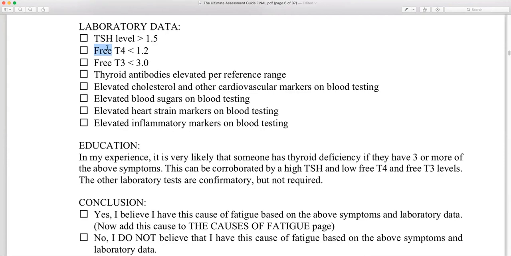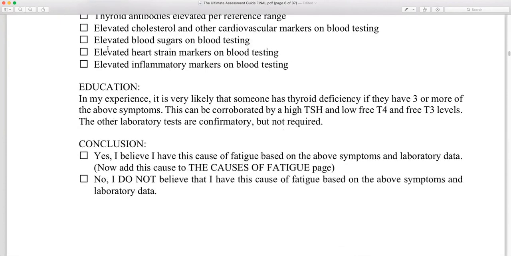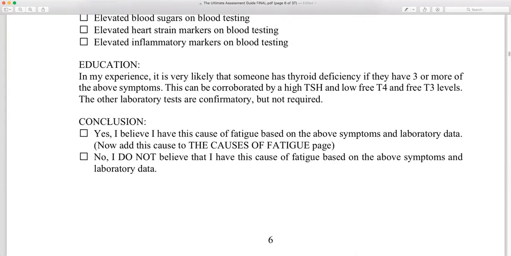If they don't, where let's say the TSH looks fine, but the free T4 and the free T3 are low, that indicates that the thyroid is in fact low, but there's something else going on where the brain is not communicating properly with the thyroid. So then here's the conclusion. Yes, I believe I have this cause. So you would mark that off, go back up to page 2 and mark off thyroid on that.